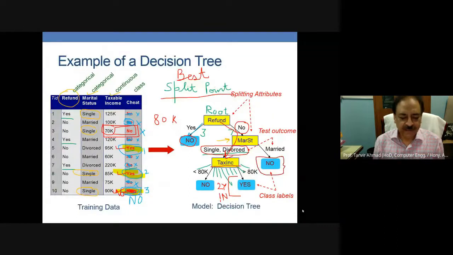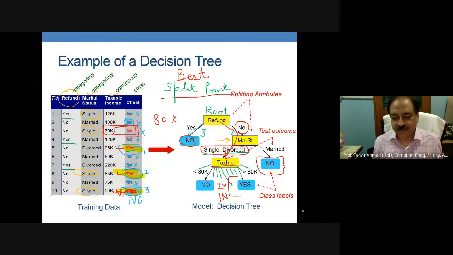Okay, fine. That means if there are no tuples for the given branch, that will create an empty tree, and therefore in this case you are going to make a leaf node with a majority class. Now this algorithm is recursive. Why do I say recursive? Because at every level you apply the same methods.